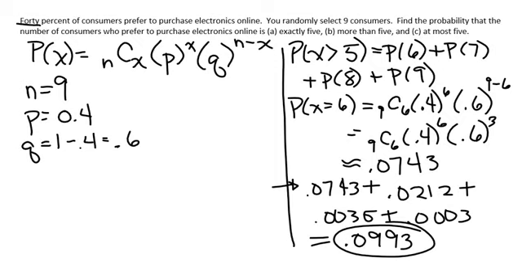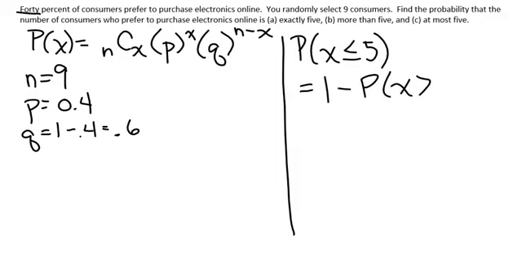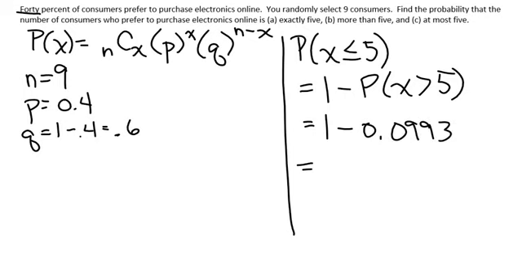And lastly, let's look at part C. Part C is asking for at most 5. So this is the probability that x is less than or equal to 5. Now notice that we just got through calculating the probability that x was bigger than 5. So at most 5 would be considered the complement. Remember that the complement is 1 minus the probability that x is bigger than 5. So we have 1 minus our probability that we just found, 0.0993, and this is going to be equal to 0.9007.